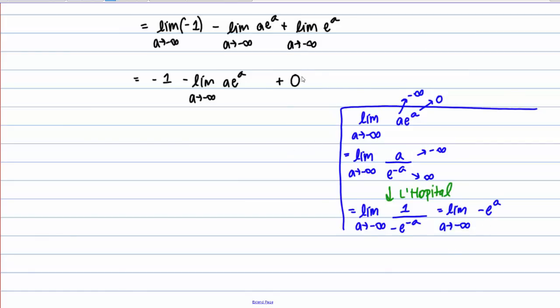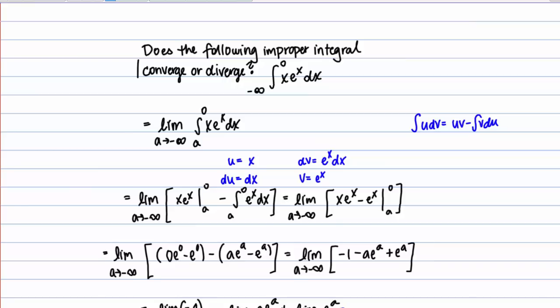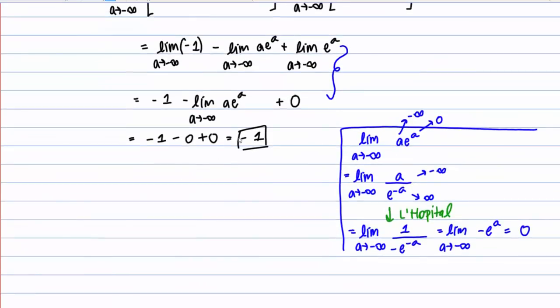Now remember, once again, we just said a second ago that the limit as a goes to negative infinity of e to the a is 0. So this, again, is just going to give us 0. So then what I end up with over here is negative 1 minus 0 plus 0, or just negative 1 in the end. So then in response to the original question, we can say that this improper integral converges. And that means that this area actually converges to a finite value, which in this case is negative 1.